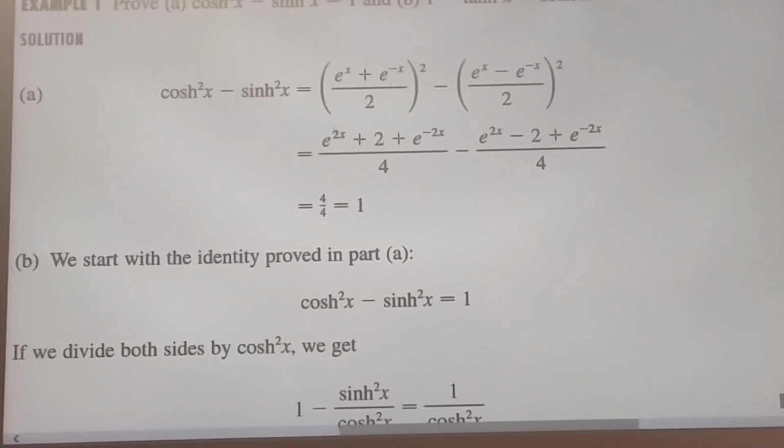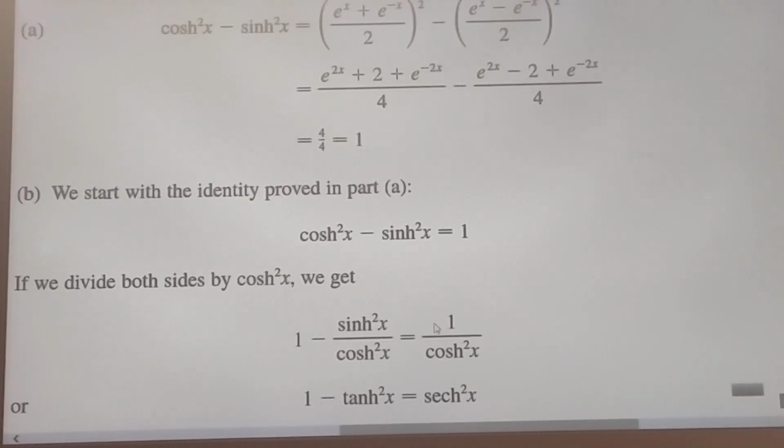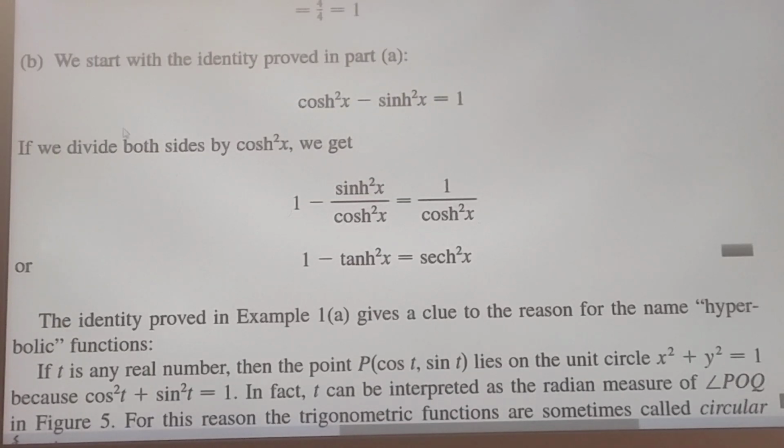So basically what we are doing here, we are just using the definition of what we are given from the beginning. What is cosh squared x and what is sinh squared x? We are just plugging in there. There shouldn't be any difficulties. Okay. If we divide both sides by cosh squared x, we get what? All right, let's divide. So cosh squared x divided by cosh squared x, we are going to get 1.